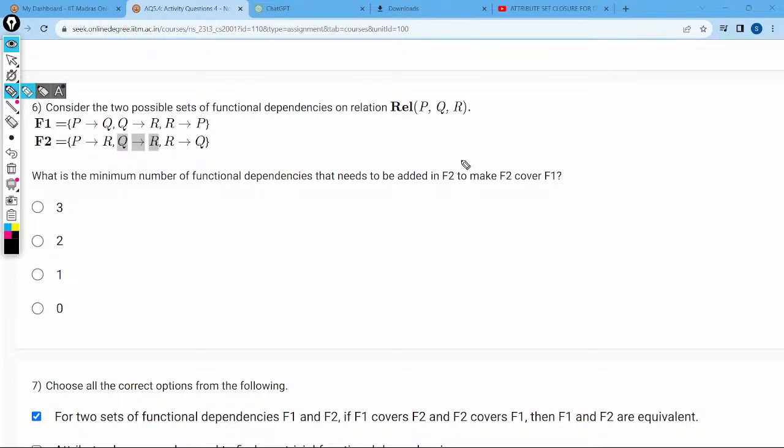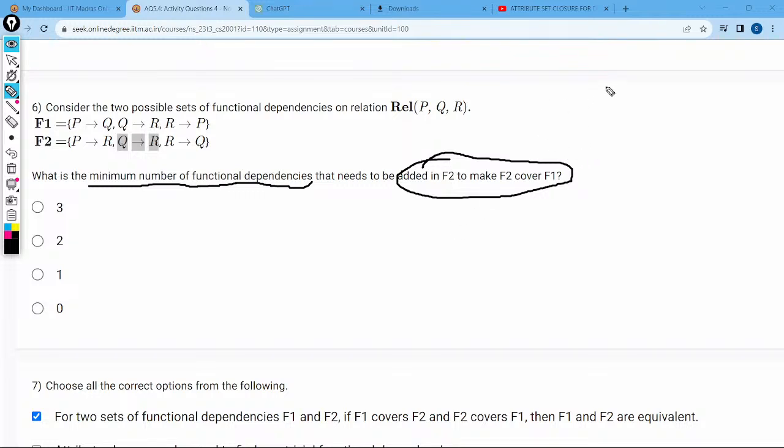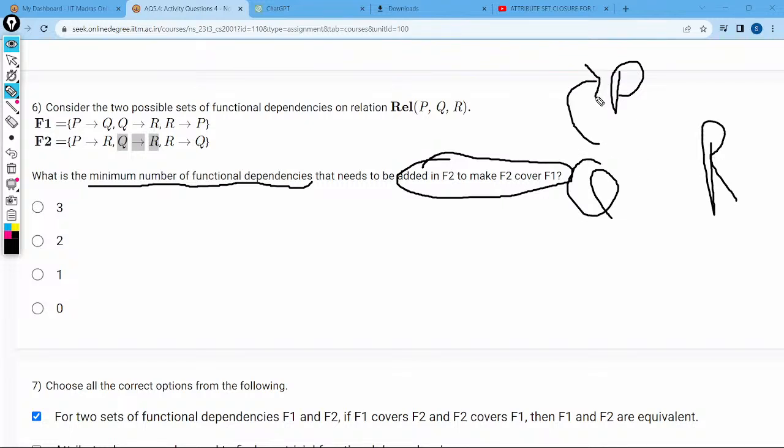what is the minimum number of functional dependencies that must be added in F2 to make F2 cover F1, right? What is F1? F1 is P, Q, and R. Okay, that's what F1 is. So it is a cyclic pair.